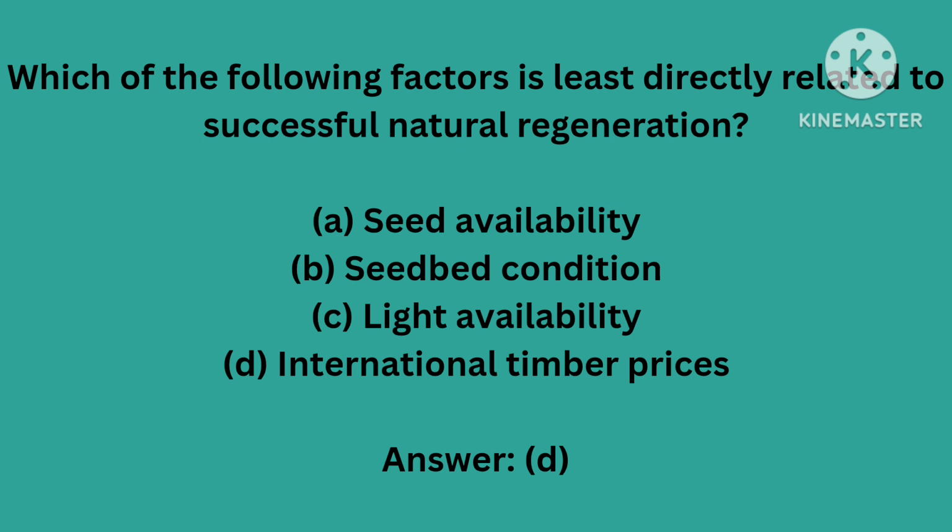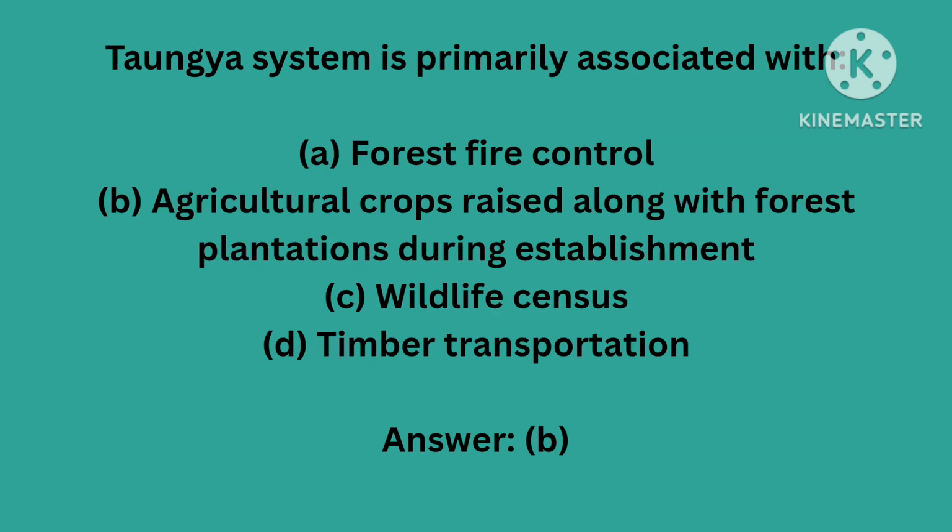Which of the following factors is least directly related to successful natural regeneration? And the answer is international timber prices. Option D. Next is Taungya system. Taungya system is the keyword. It is primarily associated with agricultural crops raised along with forest plantation during establishment. So the option is B.